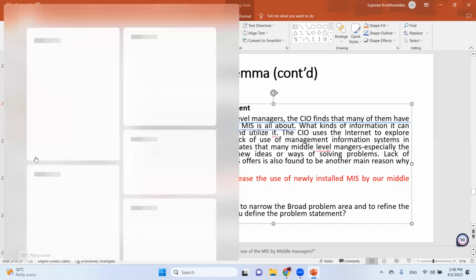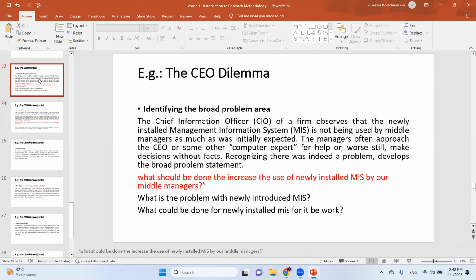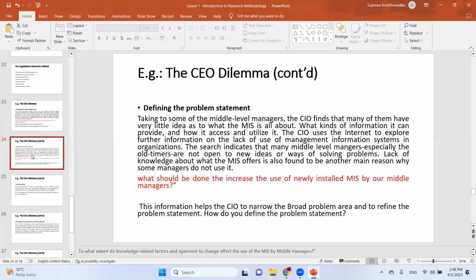If you want, you can write it down. You want to write it down? Shall I read it again? Yes, madam. Okay. Now remember, this is linked with slide numbers 23 and 24. Okay, write down.